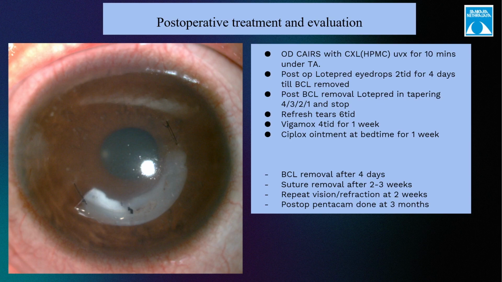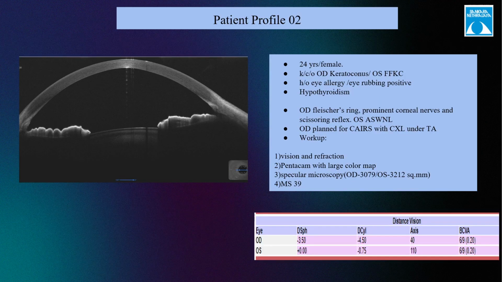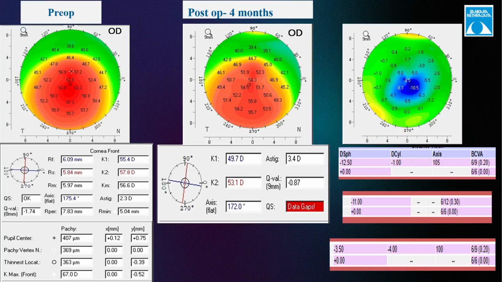When was the BCL removed? After 4 days. When was the suture removal considered? After 2 to 3 weeks. When was the refraction repeated? At 2 weeks. And post-op Pentacam was done at 3 months. Anything you want to add? So that was the first case.